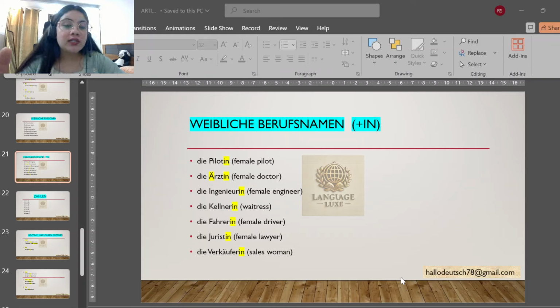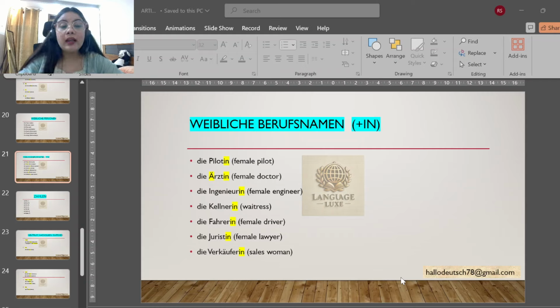Just one exception is there, which is Arzt. In der Arzt, in order to make it female, we have to also place one umlaut on that A. Okay, that is one exception. So the -in is coming in the end, but A is also coming with umlaut in female. So this is the exception. Der Arzt, die Ärztin, that is female doctor.